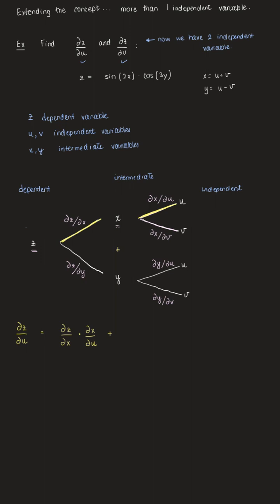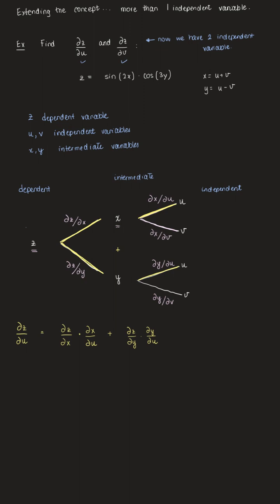So we're going to look at this branch and this branch to see what is the change that's happening to z with respect to u using y as our intermediate variable. So this is going to be dz dy, and then the change in y coming from u is dy du. And so there's our chain rule for the change in z from u.